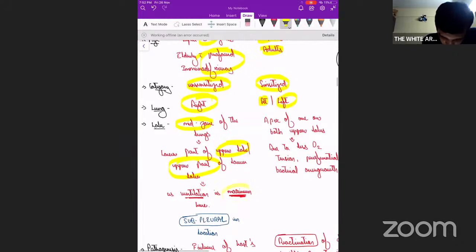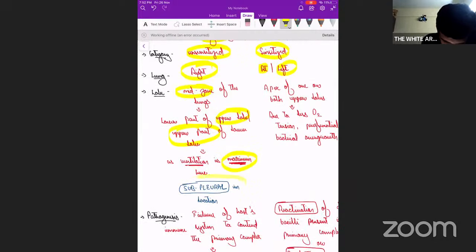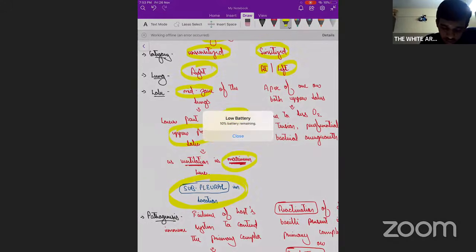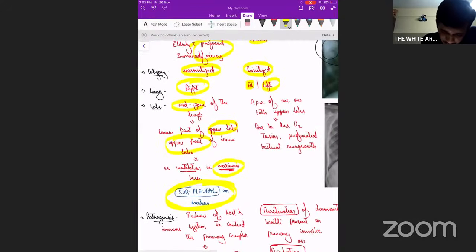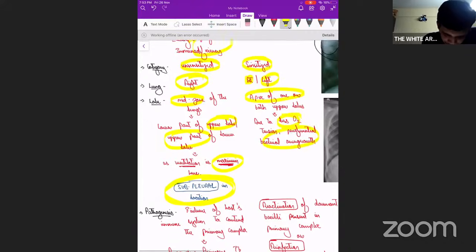As ventilation is maximum over here, the bacilli directly go and lodge themselves there, and it is characteristically subpleural in location. Again, the amount of oxygen that reaches the subpleural zone is less, and these are obligate aerobes, so they prefer to form in the subpleural location. Now in secondary, it is the apex of one or both of the lobes, due to less oxygen tension and preferential bacterial overgrowth over there.